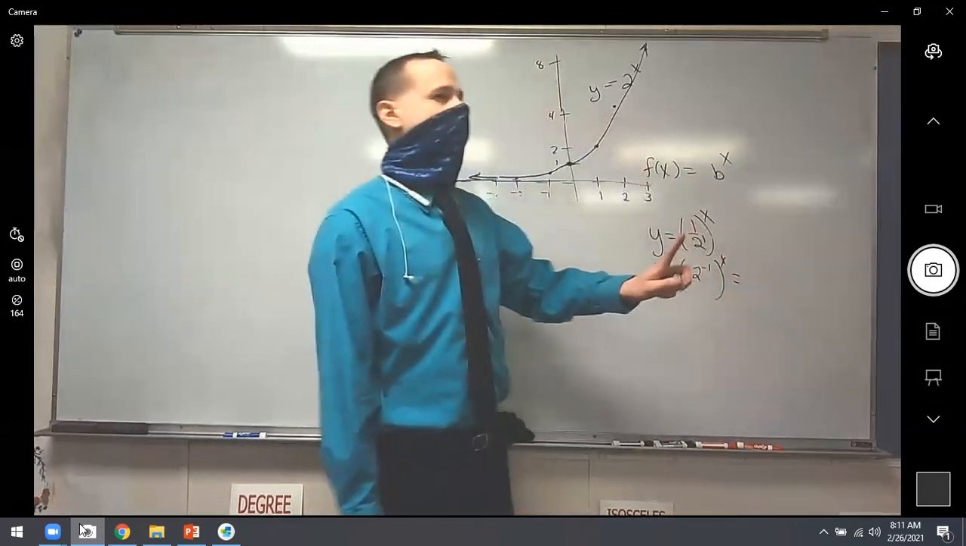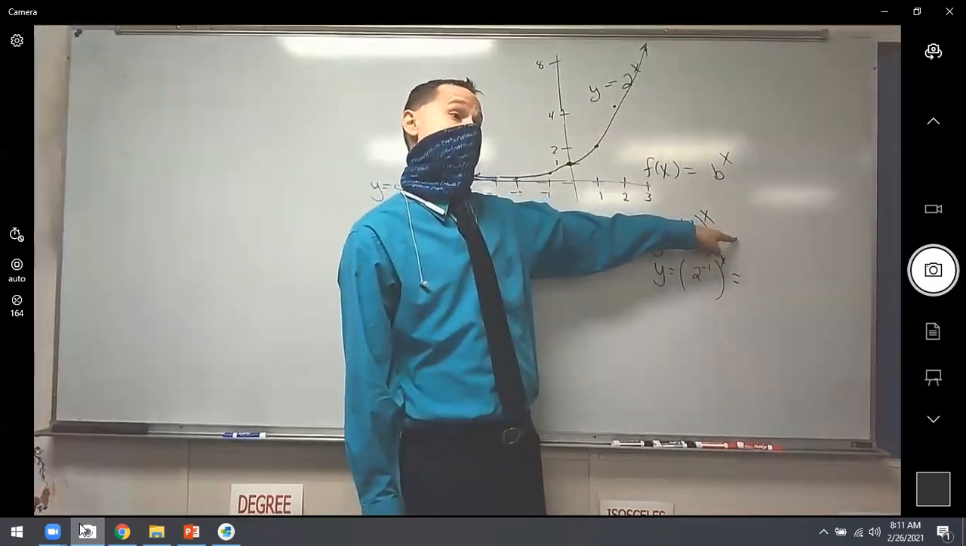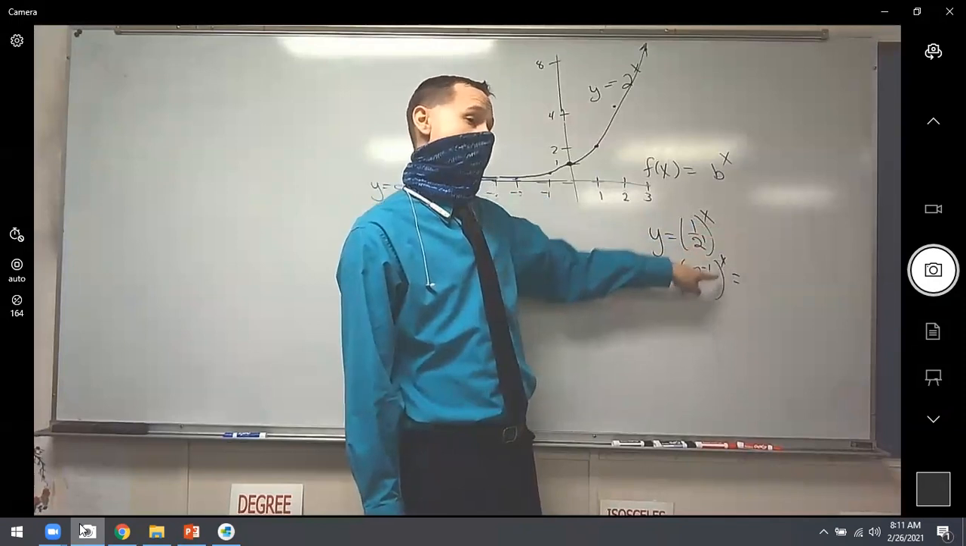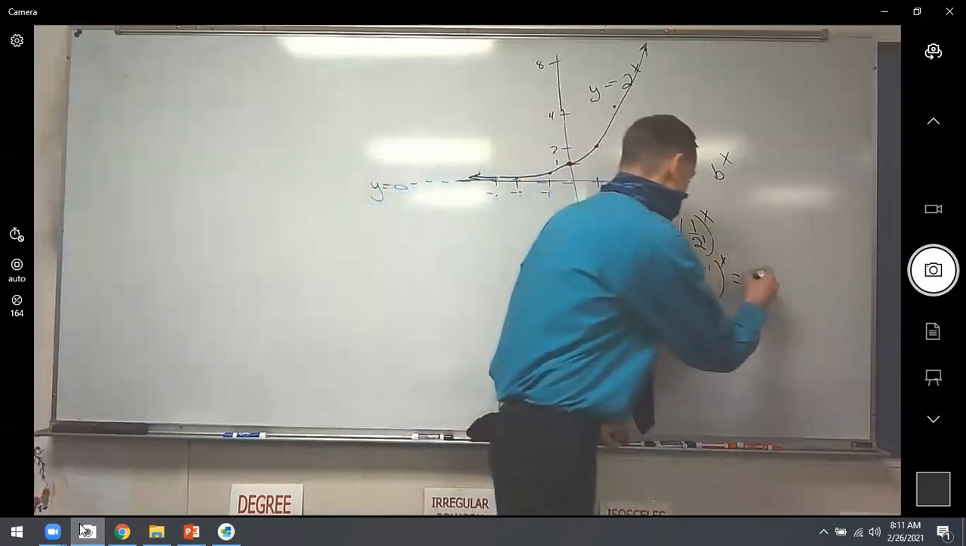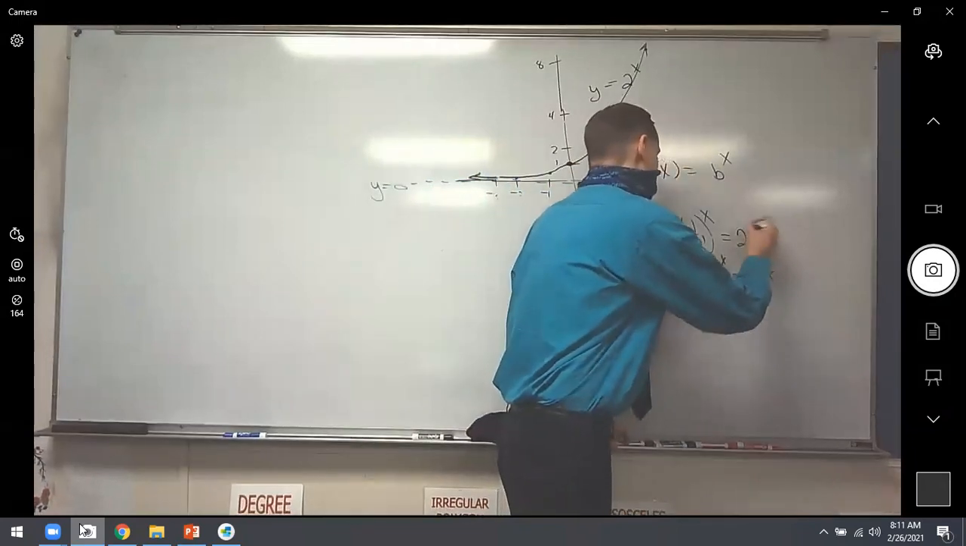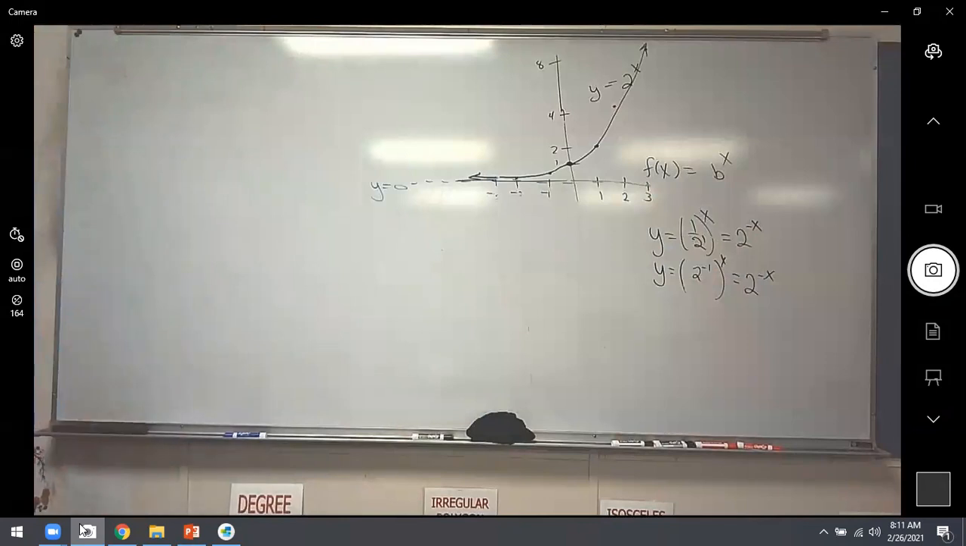Anybody know what you do with your exponents when you have something raised to a power and it's raised to another power? What do you do? You do multiply them. That's exactly right. -1 times x is negative x. So another way to think of this particular function, 1/2 to the x, in a roundabout way, that's the same as saying 2 to the negative x.